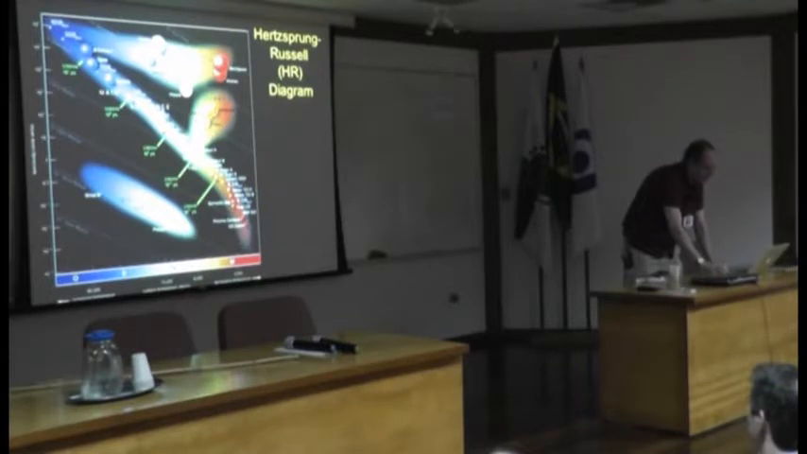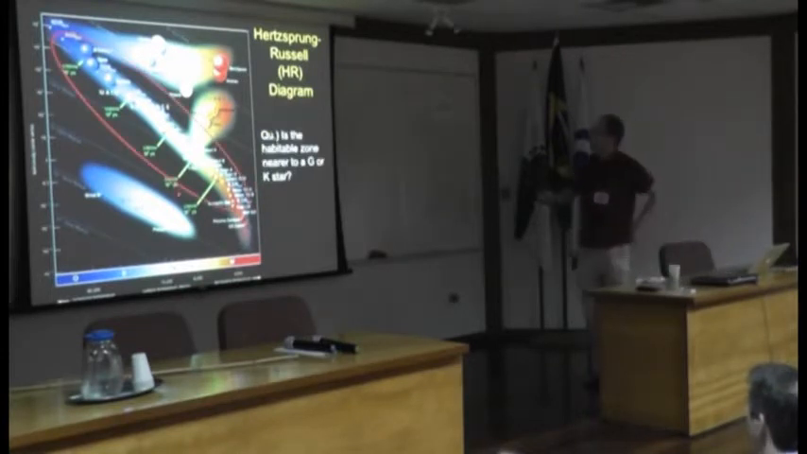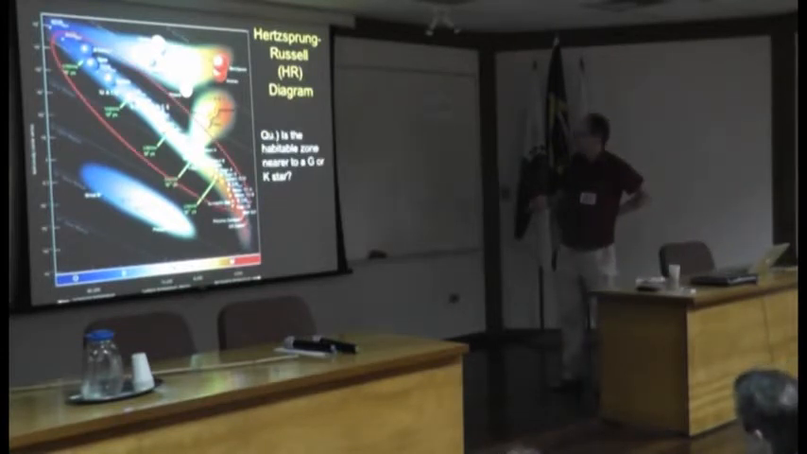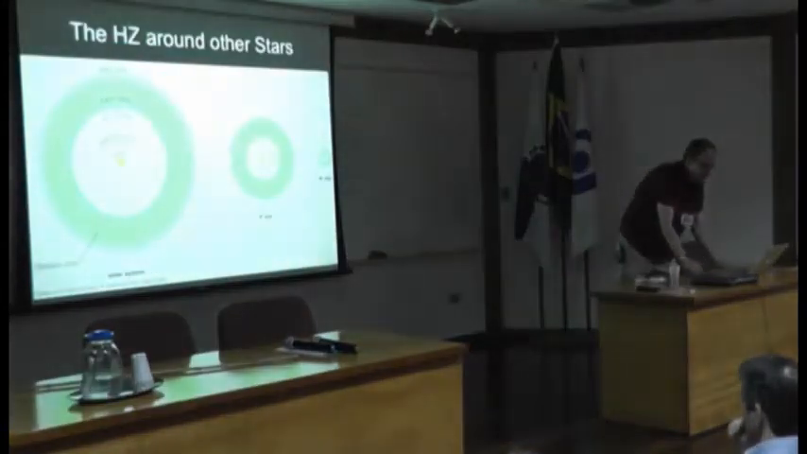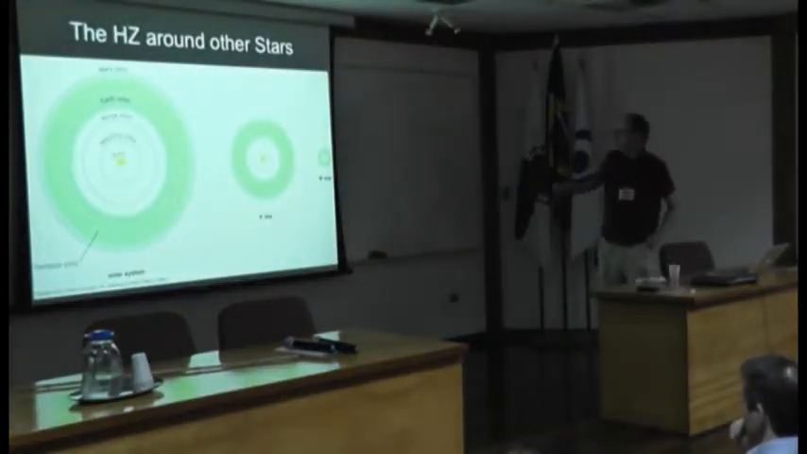So we're usually thinking about stars like our own, the G stars, maybe some F stars, K stars, and M stars, the habitable planets. And of course, the habitable zone will move inwards for a cooler star. So here it is for a mid-K star, and here it is for a mid-M star.